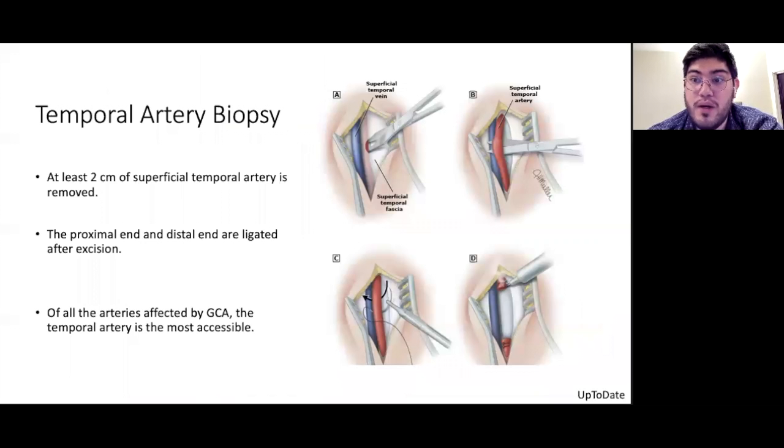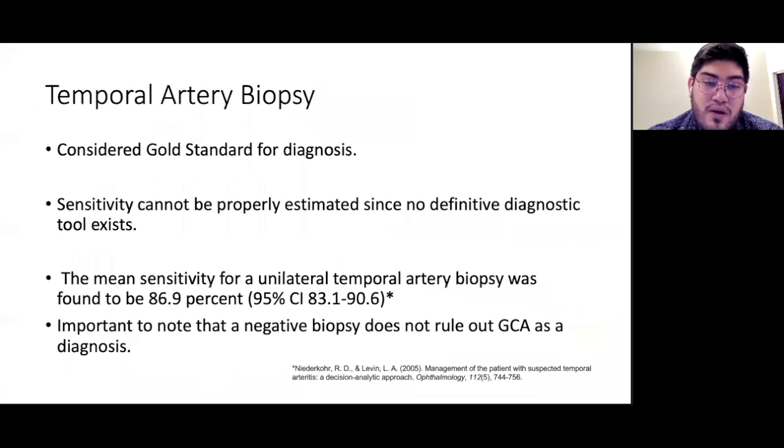Now, what do we do whenever we're worried about someone having this? We do a TAB, a temporal artery biopsy. It's the gold standard. You usually want to get at least 2 centimeters of the temporal artery removed. You can see in this picture the way it's excised. It's the most accessible artery that we have access to. Like I said, considered the gold standard.